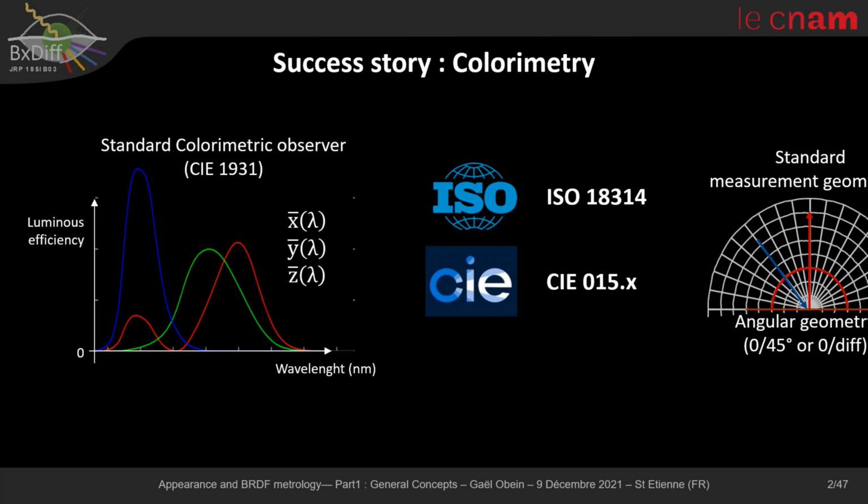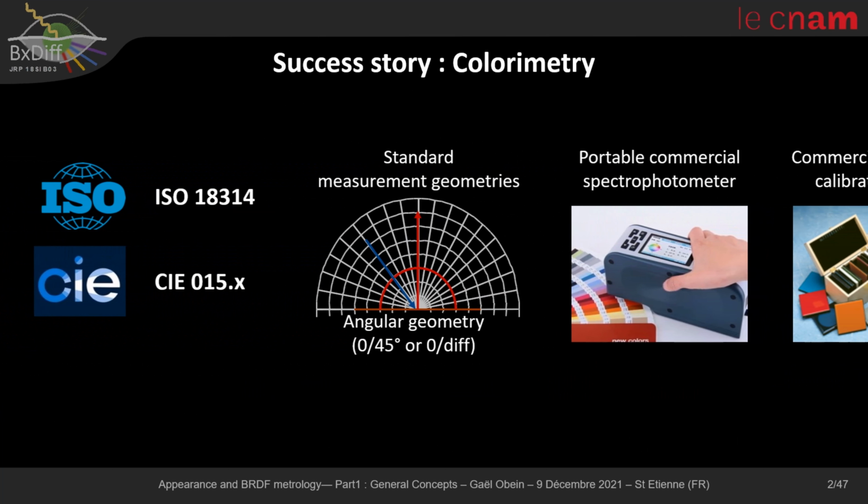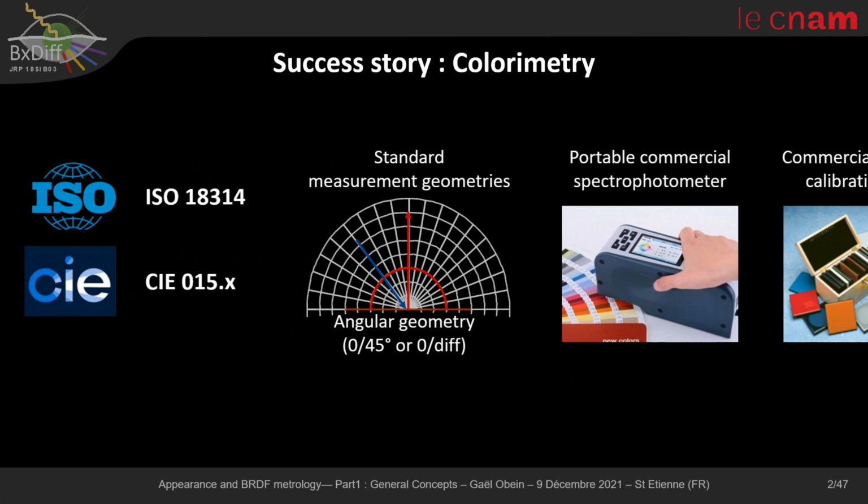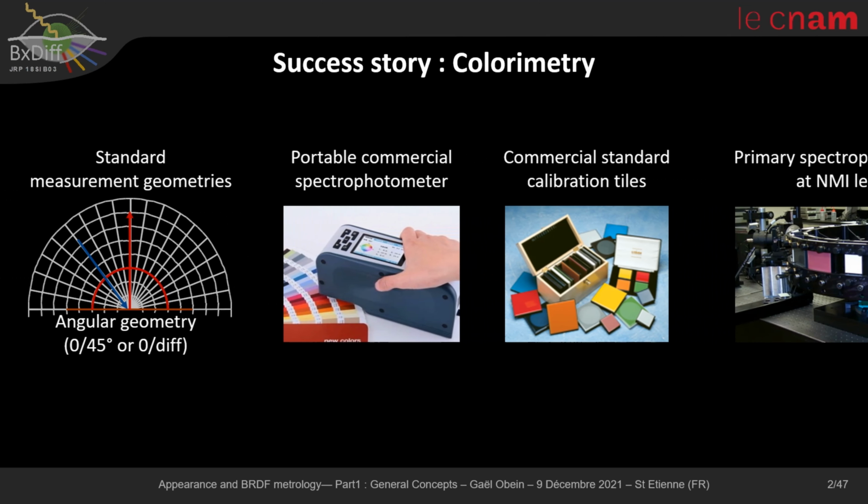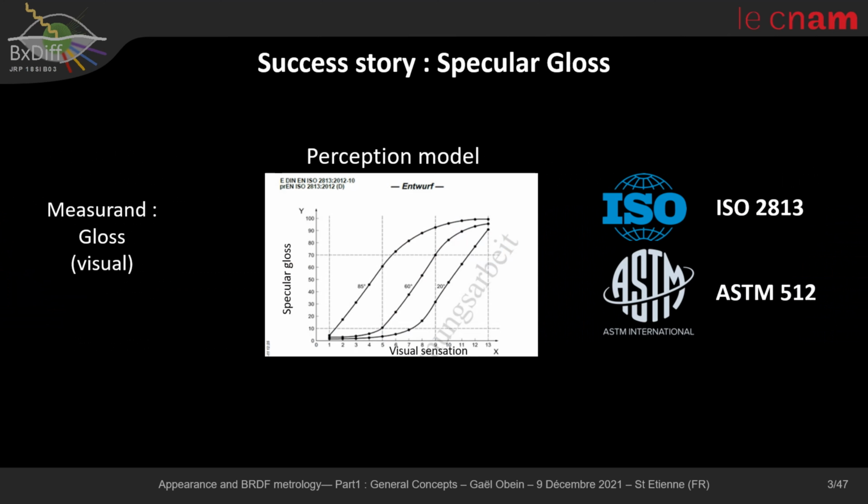We can do the same with color, and it has been done also, but now you need 3, because there are 3 axes on the color: the brightness, the lightness, the chroma, and the hue. You can have 3 curves. Again, normalization by CIE, and you have your full system of colorimetry that is coming with portable spectrophotometer, with calibration tiles to calibrate your photometer, and with national spectrophotometer at National Metro.